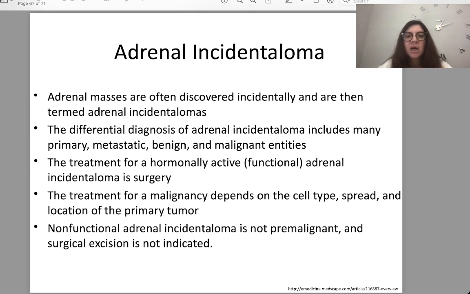Next situation. You will hear this word several times today: adrenal incidentaloma. Adrenal masses are often discovered incidentally and then termed adrenal incidentalomas. The differential diagnosis of adrenal incidentaloma includes many primary, metastatic, benign, and malignant entities. The treatment of hormonally active adrenal incidentaloma is surgery. The treatment for malignancy depends on cell type, spread, and location of the primary tumor. Non-functional adrenal incidentaloma is not premalignant, and surgical excision is not indicated.